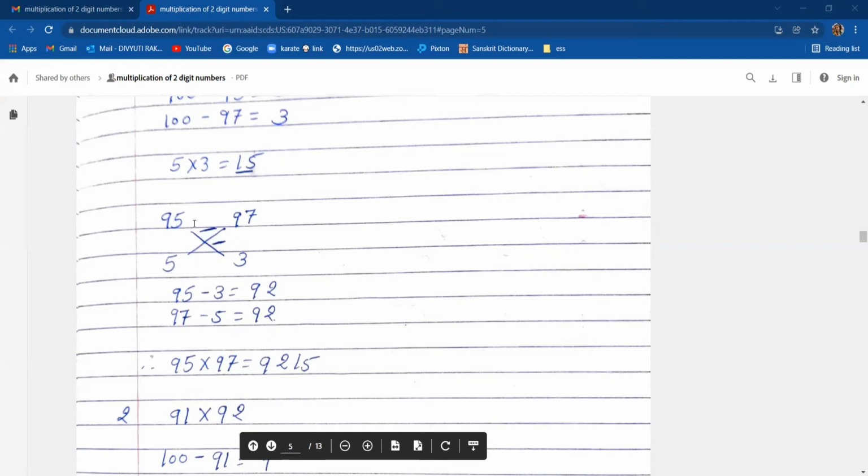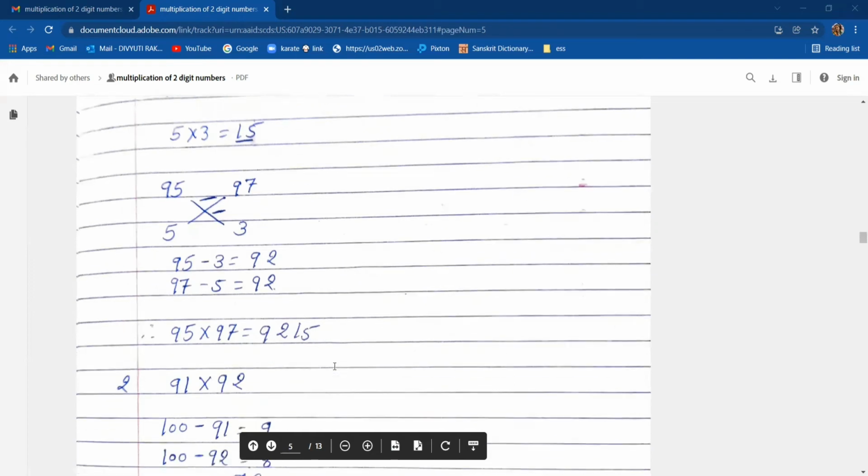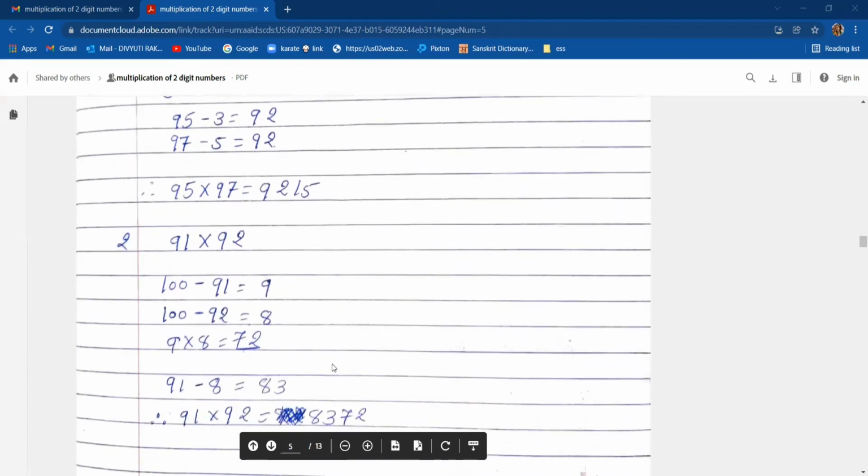But remember one thing, you have to subtract the remainder of the other number from the main number, whatever you are considering, right? And this answer you have to write here in the very first two places, and then whatever answer you get after multiplying the remainders, you will put in the last. Just simply write it together. Okay, not understood? Let's do one more question.